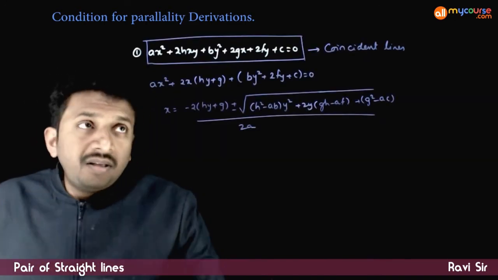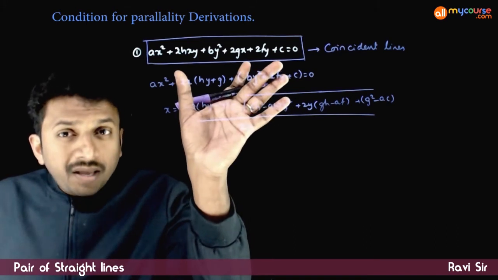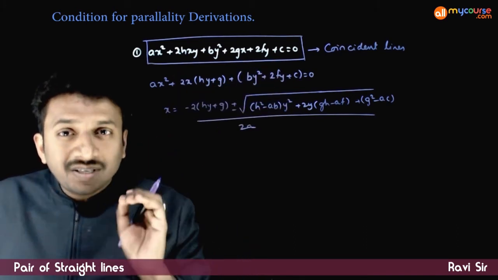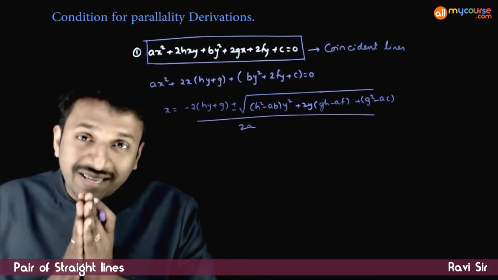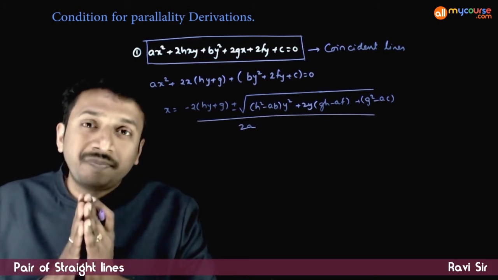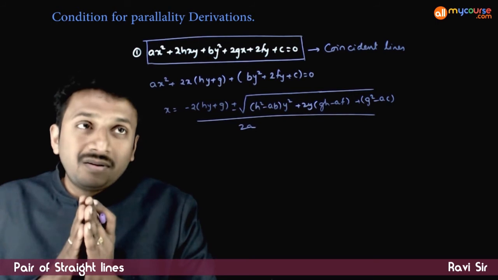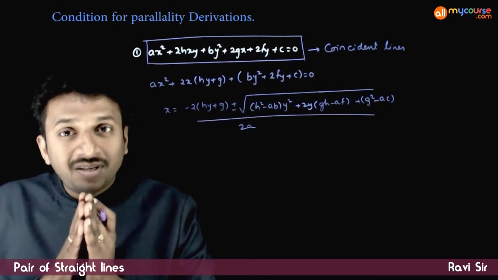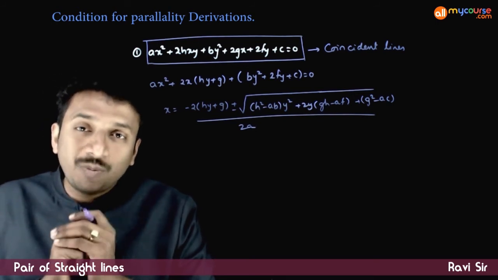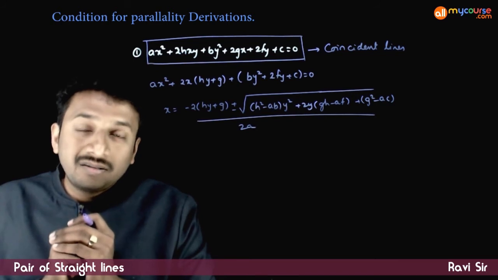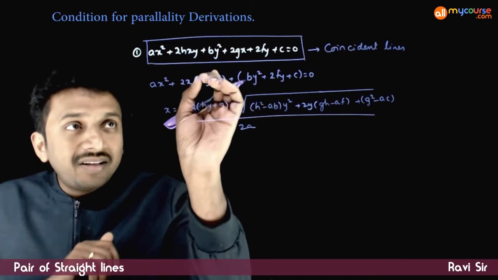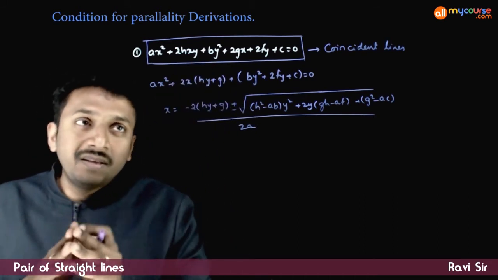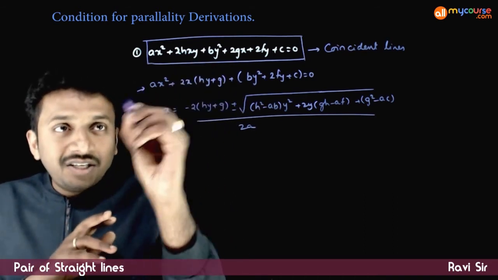Next, if this pair of lines has to represent lines which are coincident, that means exactly the same equations, what has to be satisfied? What is the condition that needs to be satisfied? So for this, we go to the derivation regarding factorization of this equation. We have already done this initially.